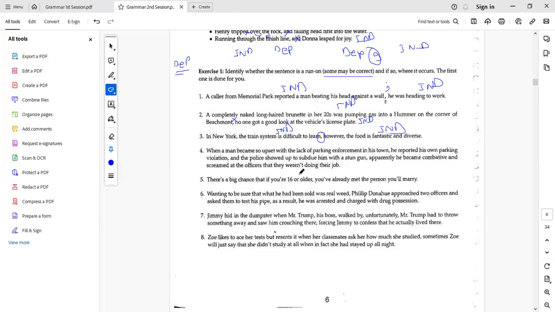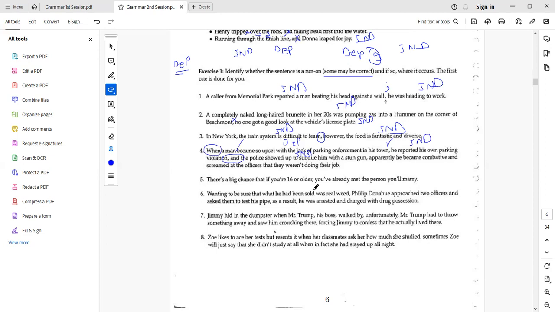No, Myrna. Let's analyze it together, Myrna. When a man became so upset, بصي حلا في وين هنا هي. في وين. عشان كده دي تعتبر dependent. When a man became upset with the lack of parking enforcement in his town, this dependent. He reported his own parking violation, independent. كده لغاية دلوقتي right. لأن independent. Independent comma between them right. طب. And the police showed up to subdue him with a stun gun. This independent. Between them comma fanboys right part.